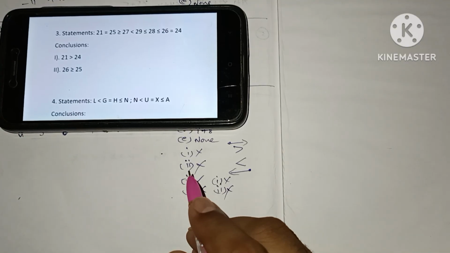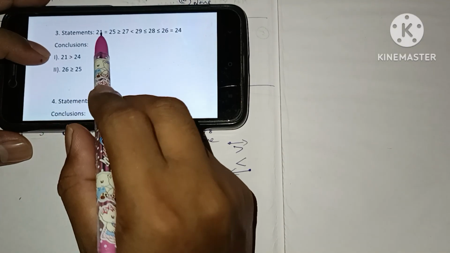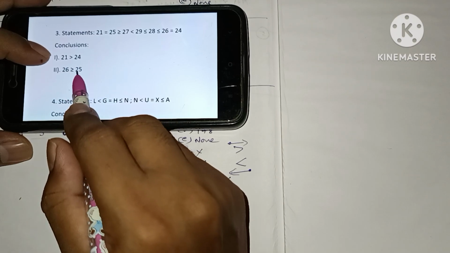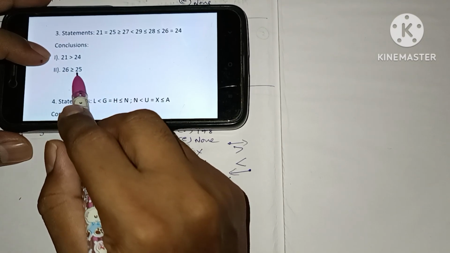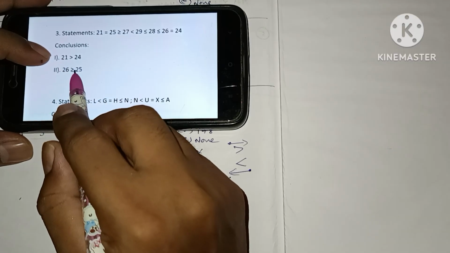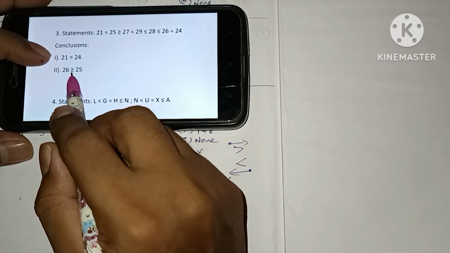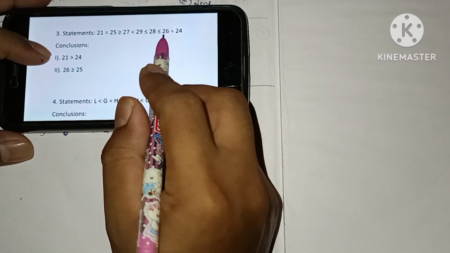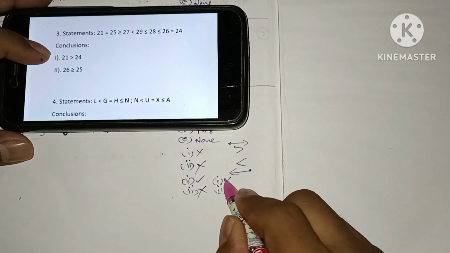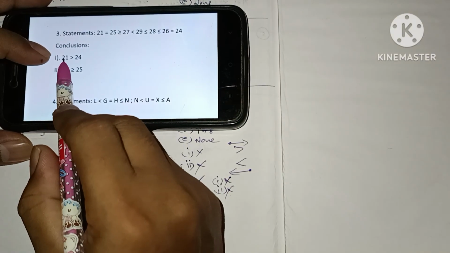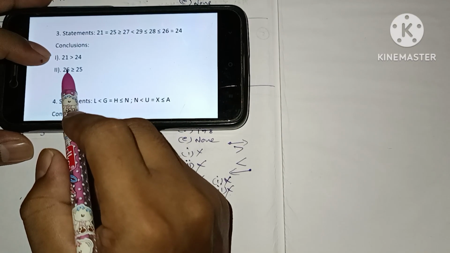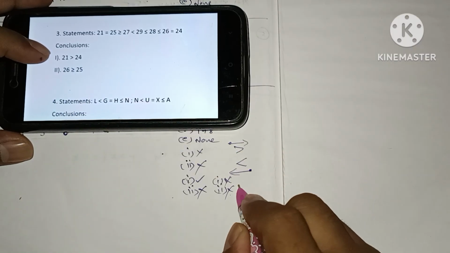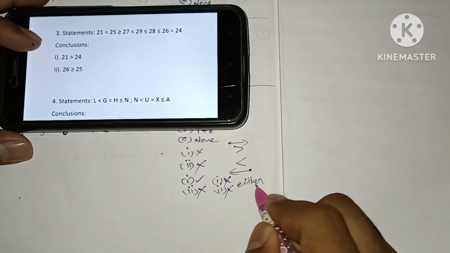But we see here 21 is equal to 25. So instead of 25 we can write 25, 21. So these are the same. Here 21 is greater, 21 is lesser, 21 is equal to. 24 and 26 is also equal to. So here we get both are false and we get all the three symbols in between 21 and 24. So the answer for this question is either 1 or 2.